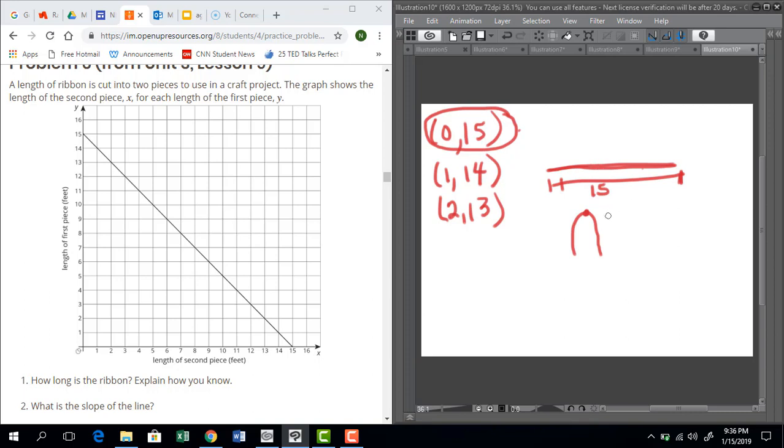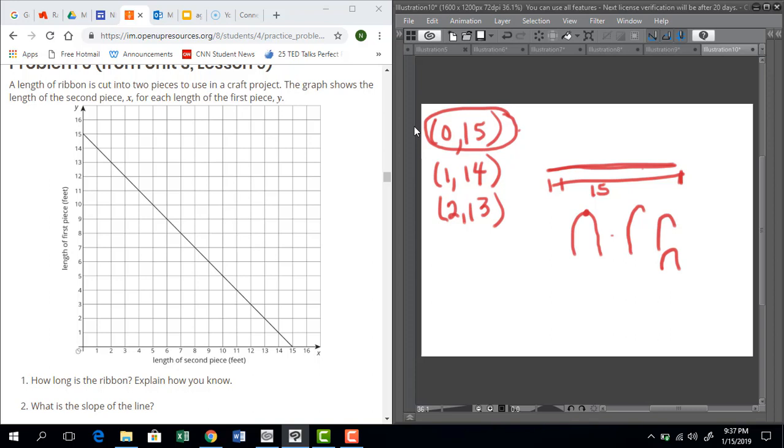Now when I start folding it, I will have a piece of ribbon at 1 foot. We said 14 feet. The first piece will be 14 feet, and the second piece will be 1 foot. So that'll look like this: 14 feet, and then I fold it a little bit, and that's 1 foot. And as I keep folding it, at 2 feet, the first piece will be 13 feet. It'll get a little longer until it ends up evening out. So the ribbon is 15 feet.